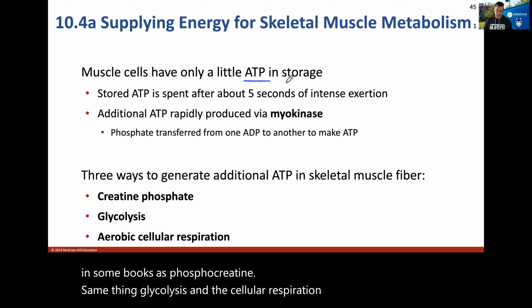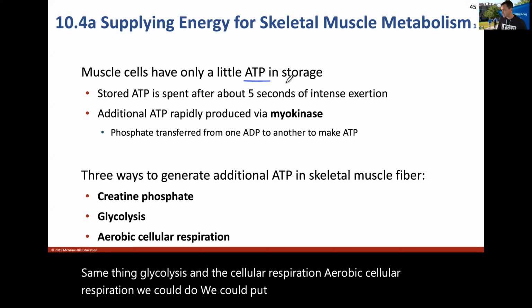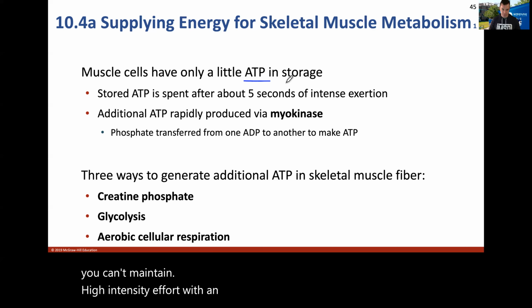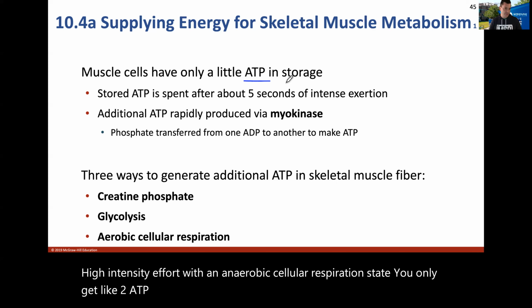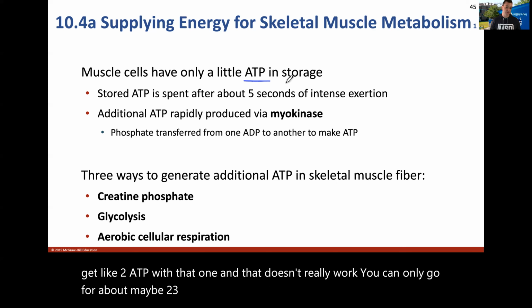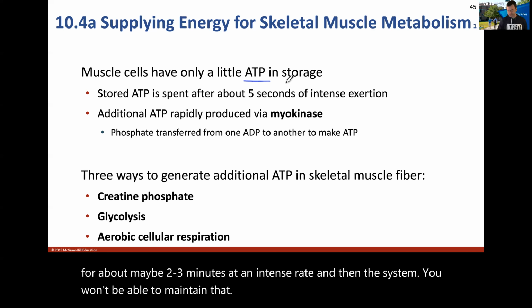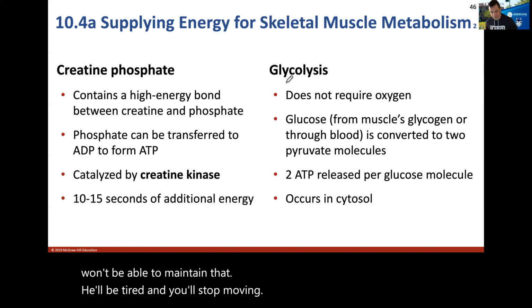We could put anaerobic there, but to be honest, you can't maintain high intensity effort with an anaerobic cellular respiration state. You only get like 2 ATP with that one, and that doesn't really work. You can only go for about maybe 2-3 minutes at an intense rate, and then you won't be able to maintain that, and you'll be tired and you'll stop moving. So let's look at the big 3 here.